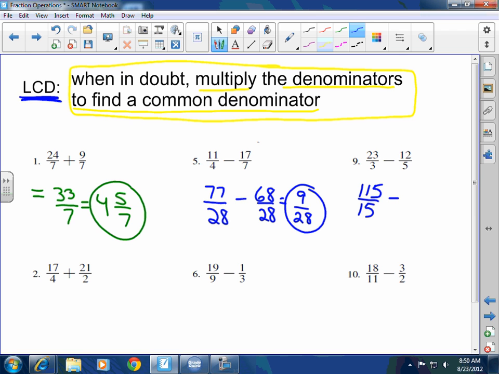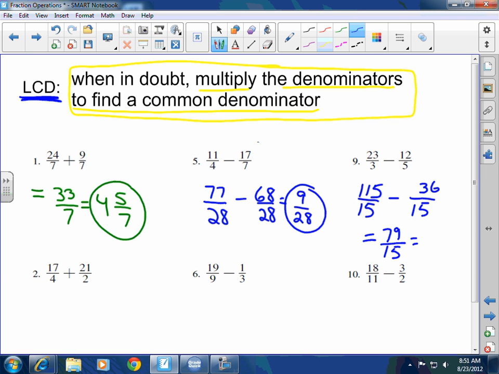All right. Minus, how did I get from 5 to 15? 3. This one's easy. What's 12 times 3? 36. Okay. So what are we going to be left with there, gentlemen? 115 fifteenths minus 36 fifteenths. Let's think about that, guys. No, those answers are a little bit wrong. Okay, 79 over 15 is correct. Very good. 79 over 15.